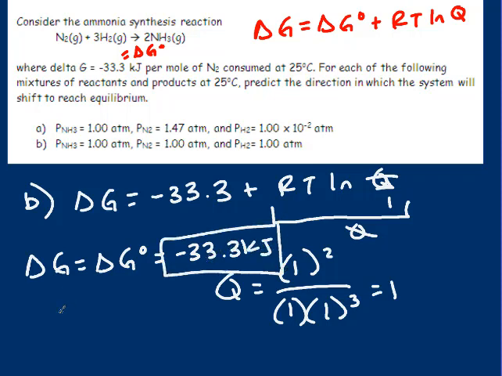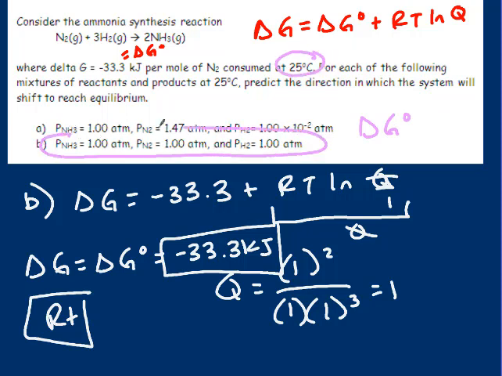Since I have a negative delta G, my reaction should shift to the right. Without solving it, we could have figured that out because delta G naught means I'm at standard conditions. Standard conditions are 25 degrees Celsius and 1 atm for everything. Since I had standard conditions, my delta G should equal my delta G naught.